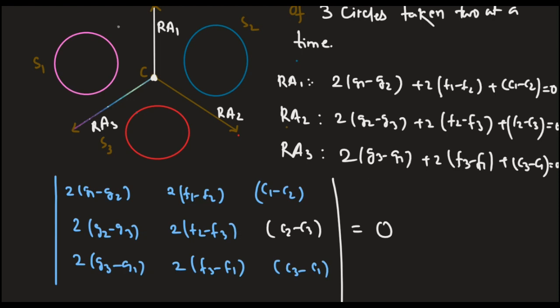I have one mistake here. 2 times of G1 G2 X. Here is Y. Here is X. Here is Y. It is a slight mistake. Okay, so now you can do one thing.